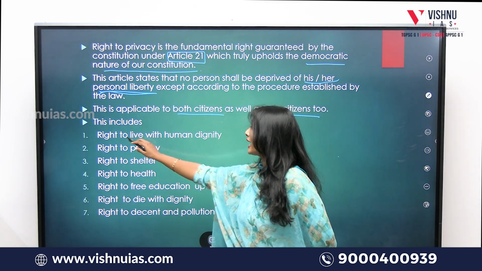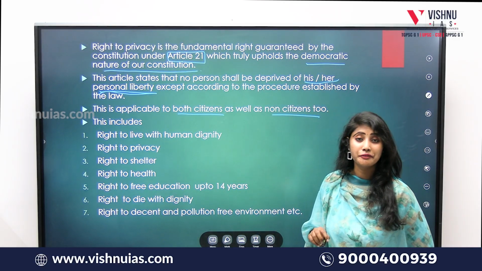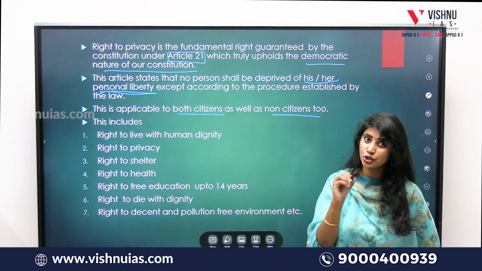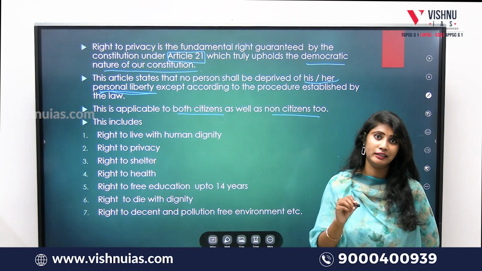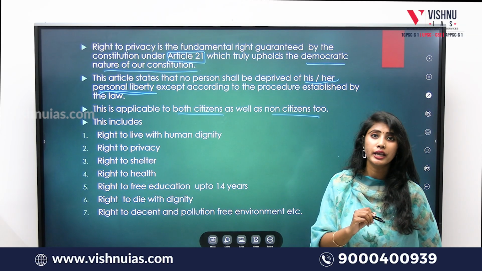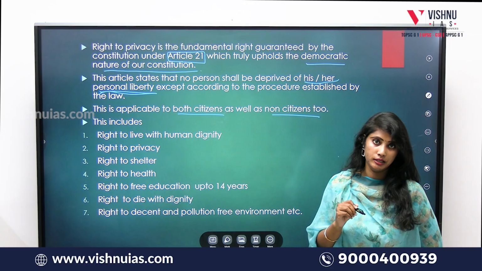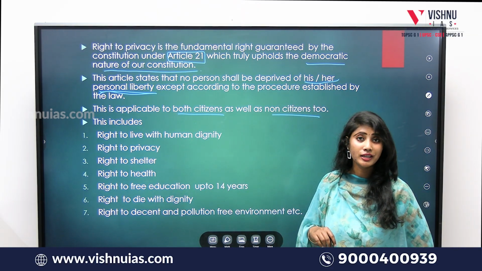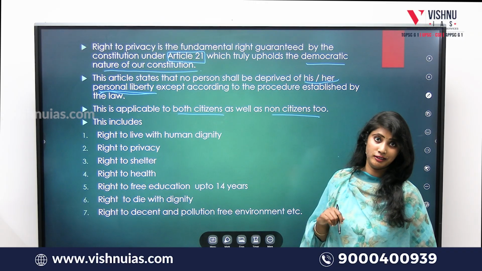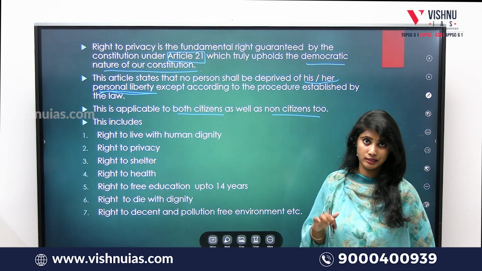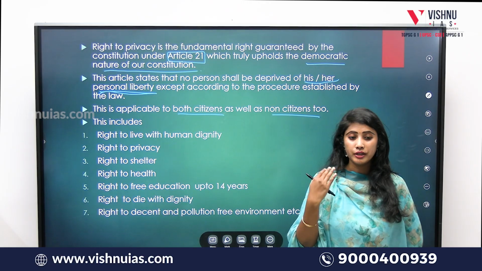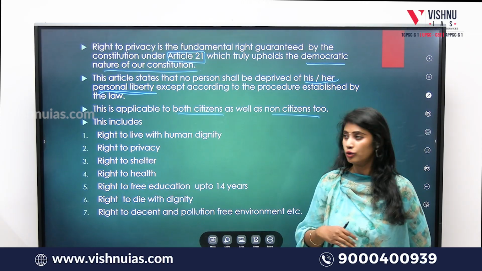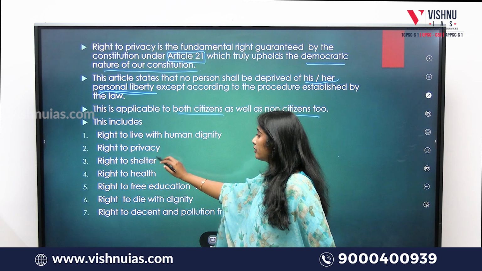This includes the right to live with human dignity. Every person will be given the right to live with their own dignity. You are not supposed to hurt the dignity of any person, not to insult them. Okay. And next, right to privacy. Every person will have their own right to privacy. We are not supposed to disturb it, nor are we supposed to interfere in it. Okay, and right to shelter.